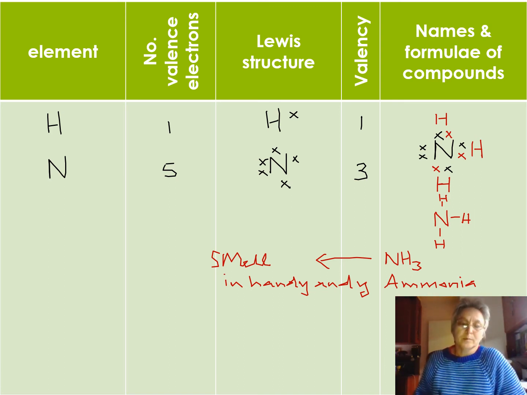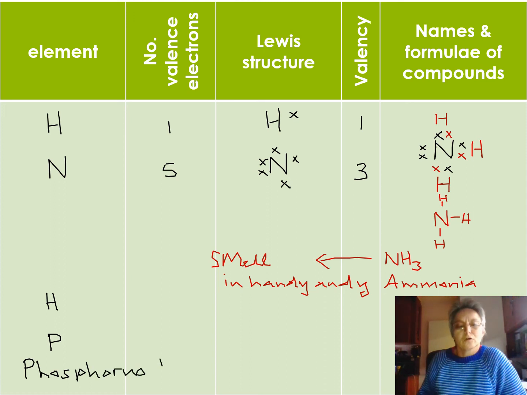Now for your practice, after copying this, try the compound formed when hydrogen combines with phosphorus. And the real name is phosphorus trihydride.